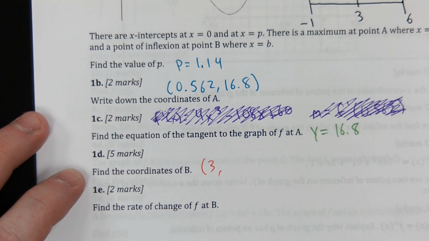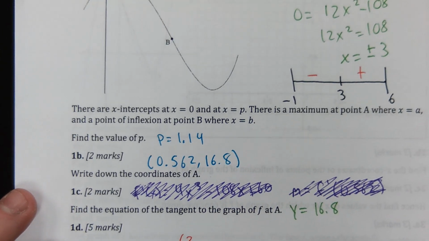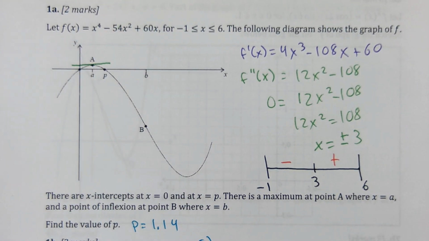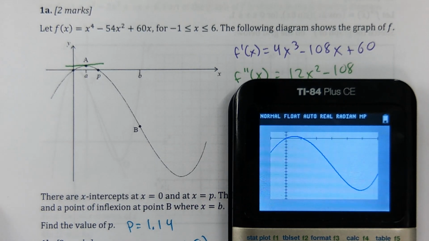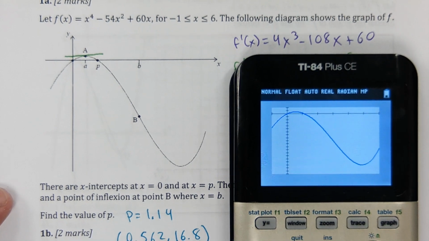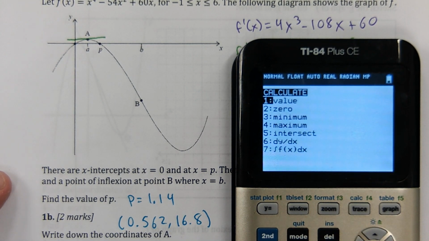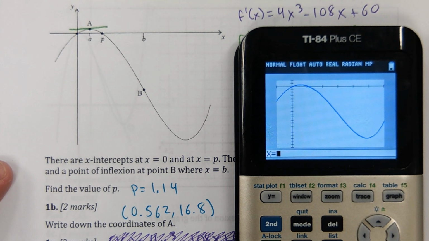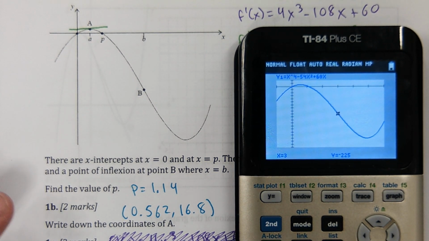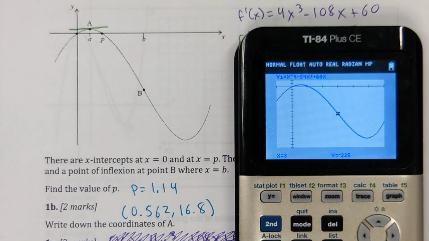3 comma what? Well, you would plug 3 into the original equation. And if I remember correctly, yes, the original equation is still graphed. So I could just do second trace value. And it says, what x did you want to plug in? I go 3, and it says that's going to be at y equals negative 225.